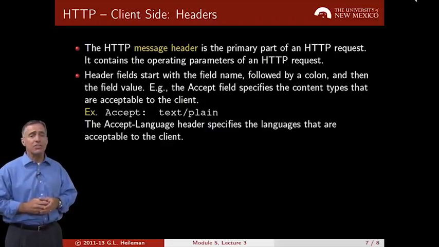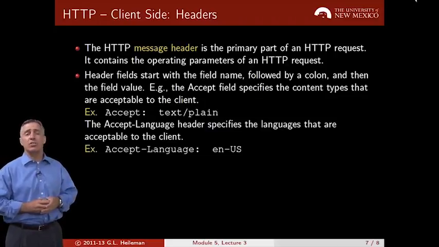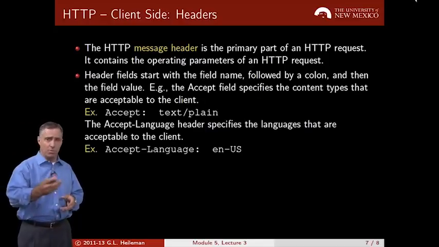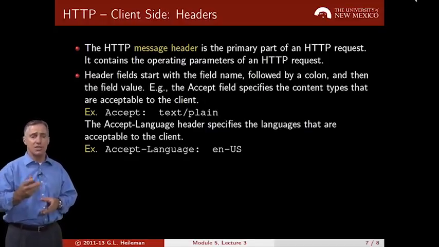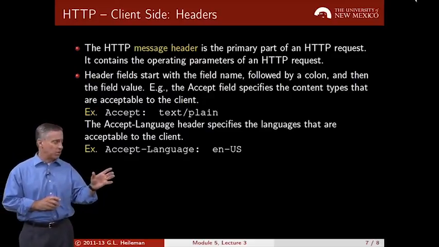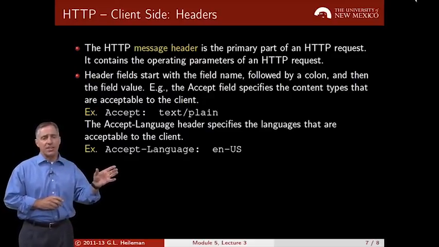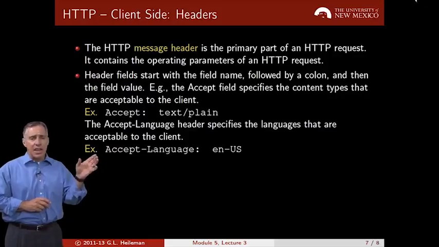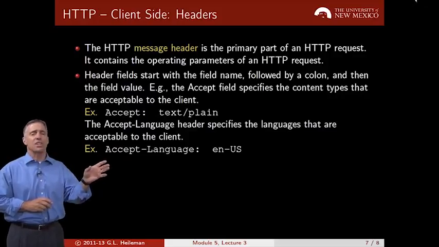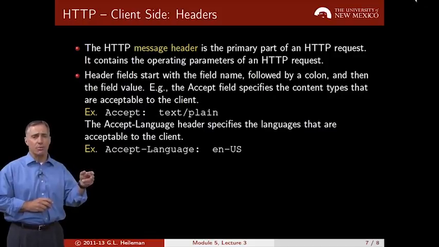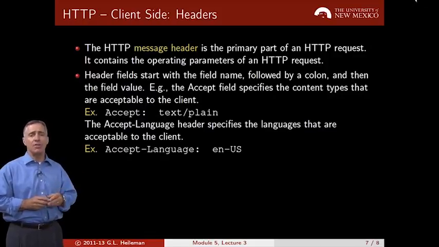Another one that you commonly see is a language type. The language that I'm expecting to be returned to me is English, U.S. English in particular. So, again, this follows this syntax. There's the name of the field, Accept in the first case, and Accept-Language in the second, followed by a colon, right? And then the field value.